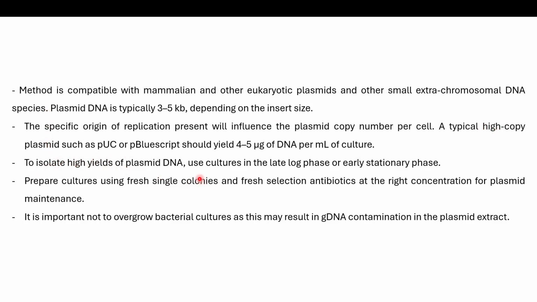To isolate high yields of plasmid DNA, usually we use cultures in the late log phase or early stationary phase. We looked at the bacterial culture growth curves, right? So usually to have high yields of plasmid DNA, towards the end of the log phase, we usually harvest the plasmids. We prepare cultures using fresh single colonies and fresh selection antibiotics at the right concentration for plasmid maintenance. And it is important not to overgrow bacterial cultures because this may result in gDNA contamination in the plasmid extract.